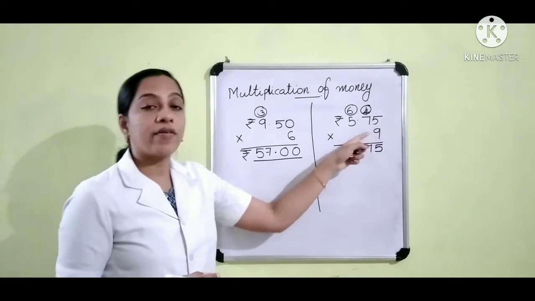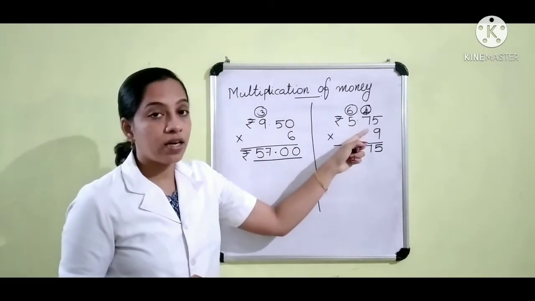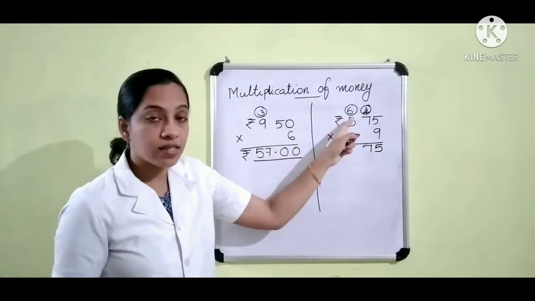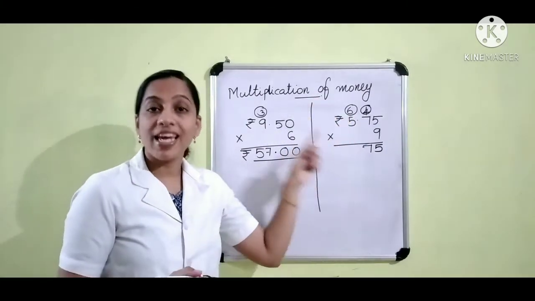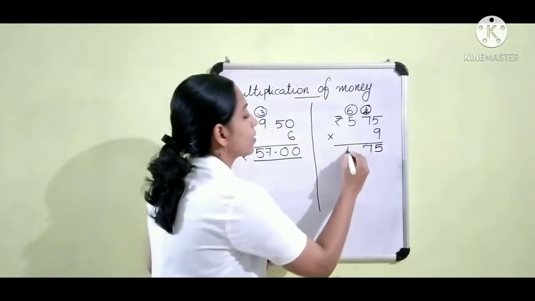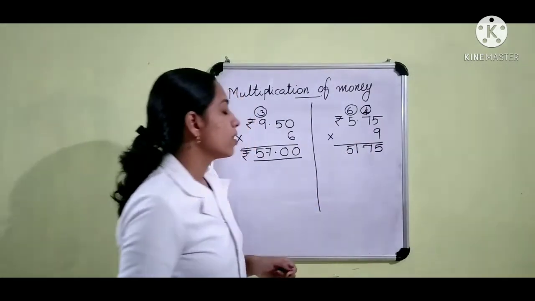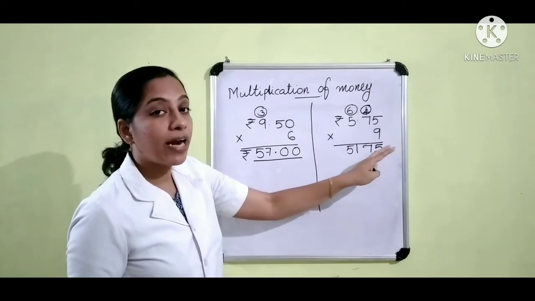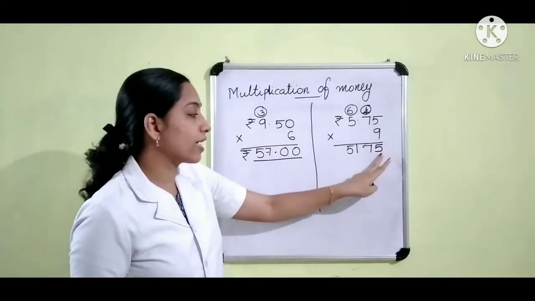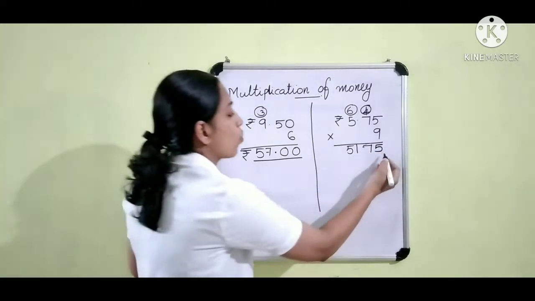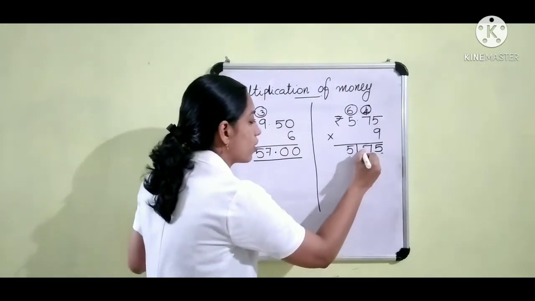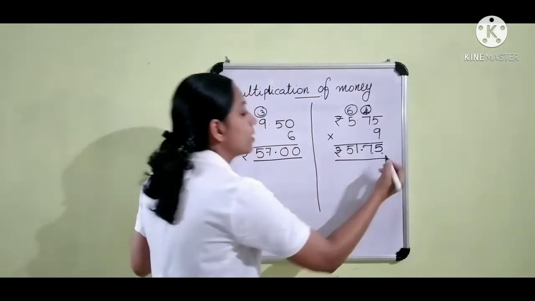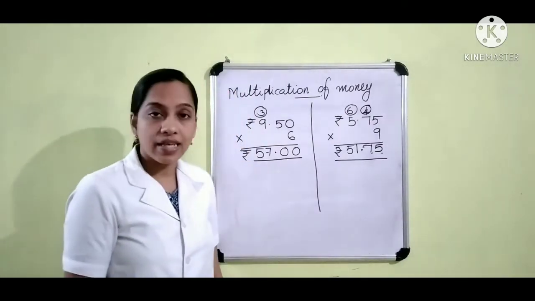Then 5 into 9. What is 5 into 9? Yes, it is 45. 45 plus 6, we get 51. So let us write here 51. Then we have to put a dot. Where will you put a dot? Yes, before the second digit from the right. So 1, 2. So let us put a dot here. So the answer is 51 rupees 75 paise.